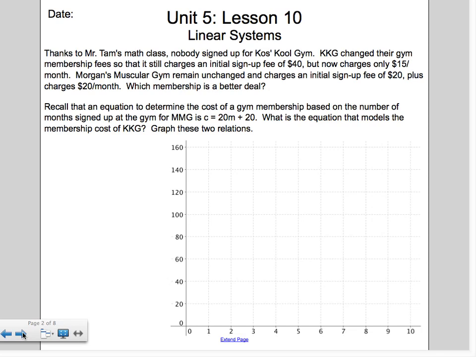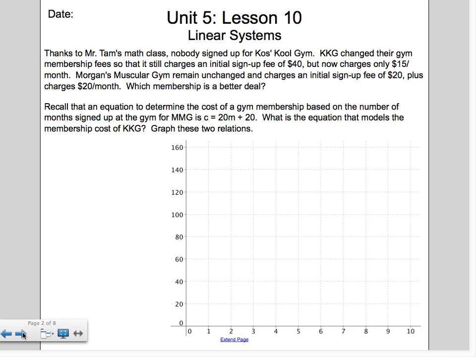So this is Cause's Cool Gym. Sign up for $40 and for $20 a month you get access to the membership. This is the original question, which you guys never saw, so that's why I'm doing it right now. Morgan's Muscular Gym was running a promotion where you only ask for $20 up front. $20 to become a member, and then you just pay $20 a month afterwards.